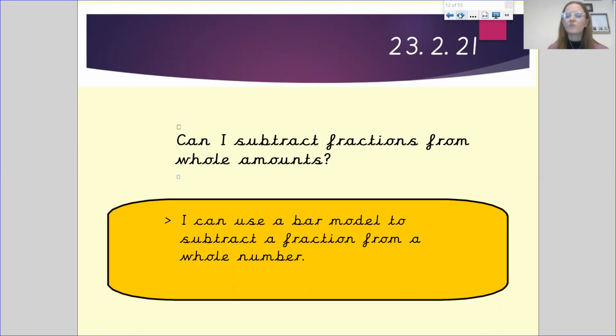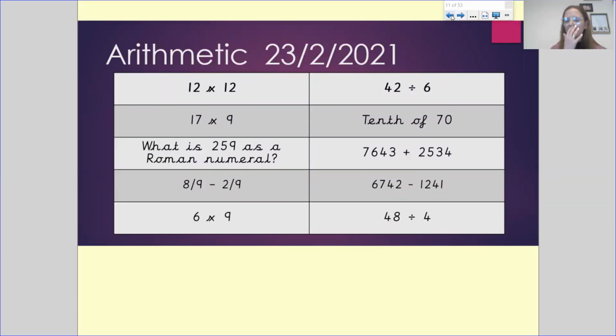So you're going to be using bar models to subtract a fraction from a whole number. But before we do that, you are going to be answering your arithmetic questions. As usual, there are 10 questions for you to answer. So we've got questions 1 to 10. Like I've been doing in the previous few lessons, you are going to pause the video, answer these questions, and then I'm going to give you the answers, and then you can tick them and we can go through some of them if there are any problems. So pause the video now and answer questions 1 through to 10.